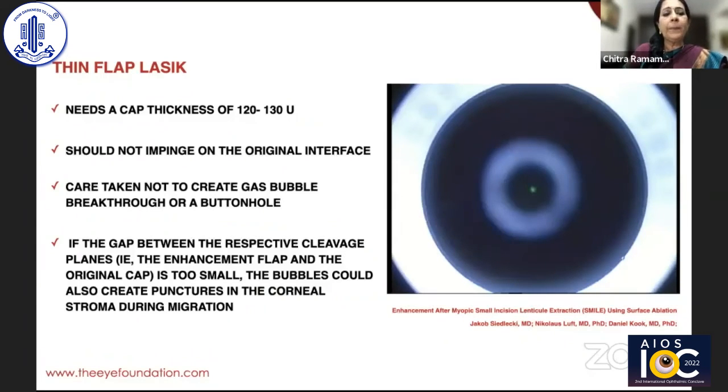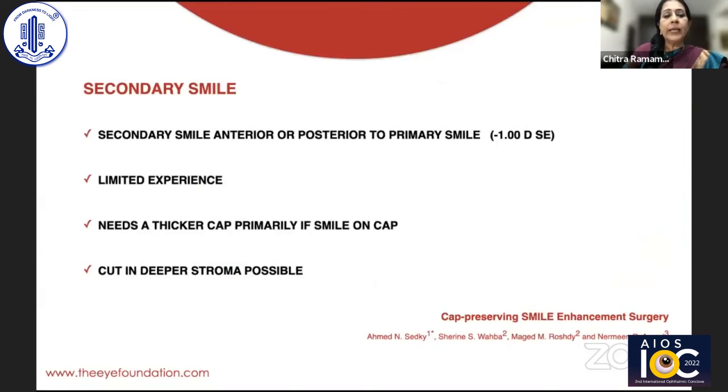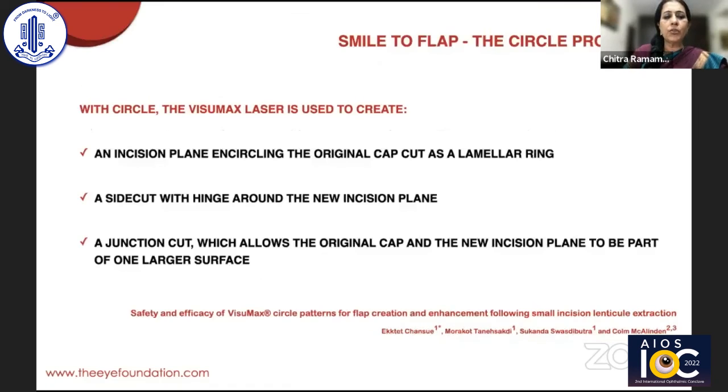And thin flap LASIK, again, you have to be very, very sure that the cap is really thick because it could impinge on the original interface. You could actually create a vertical breakthrough because the flap is going to be very thin, and there could be bubbles which create punctures in the corneal stroma. Secondary SMILE, I have very limited experience. I do understand that Sri Ganesh has done anterior and posterior SMILE procedures, and it's not done too often.